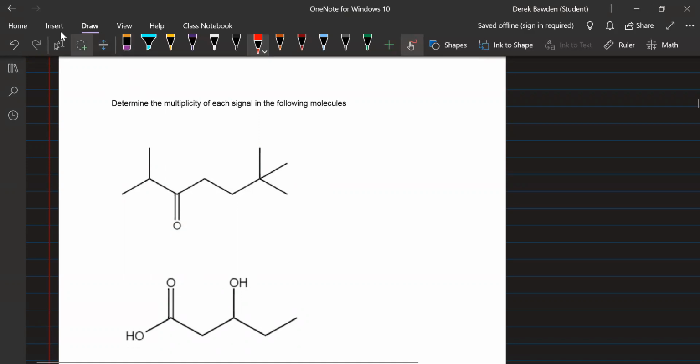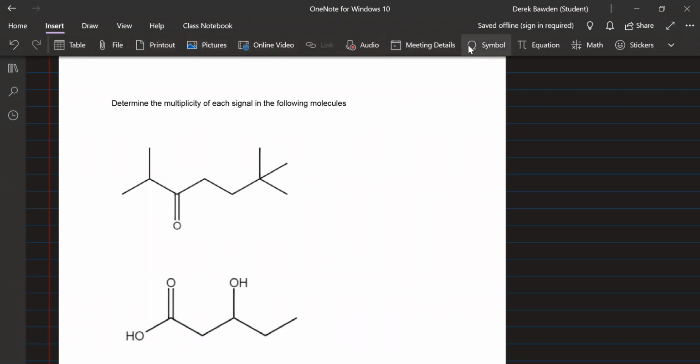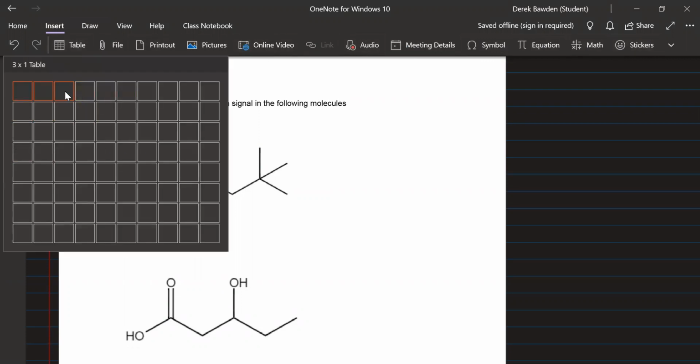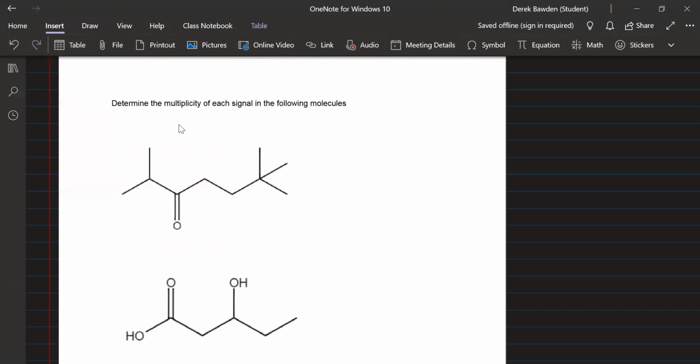Moving on to this next section: determine the multiplicity of each signal in the following molecules. So what we're going to want to do is, one, determine where the signals will be, and then write out how many neighbors they have. And so we'll say if it's going to show up as a singlet or if it'll show up as a triplet, okay? So, start on the right side here.